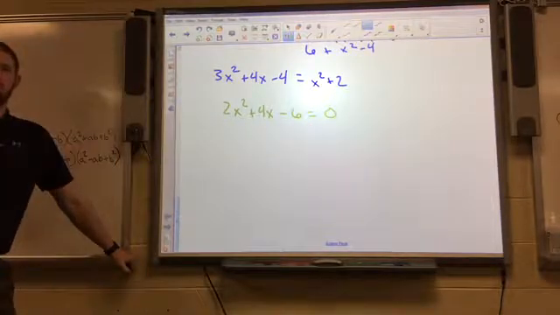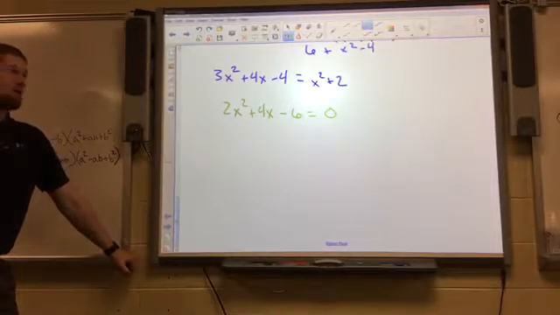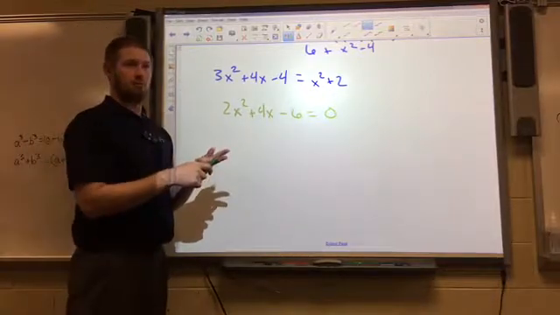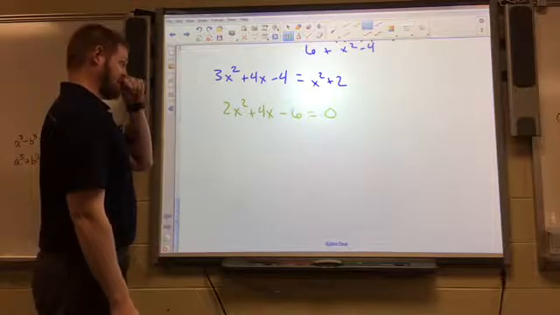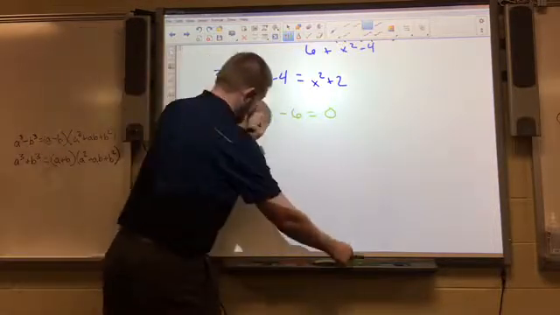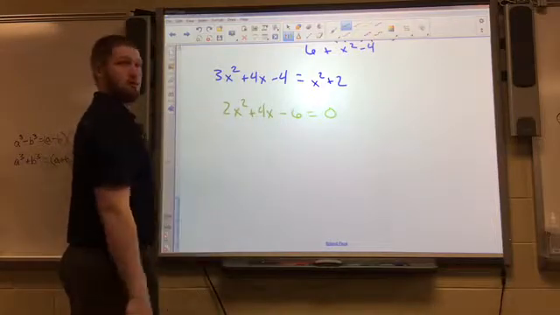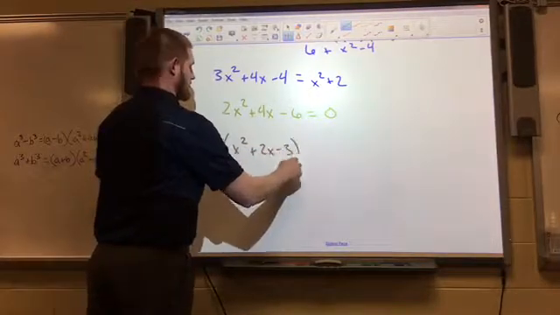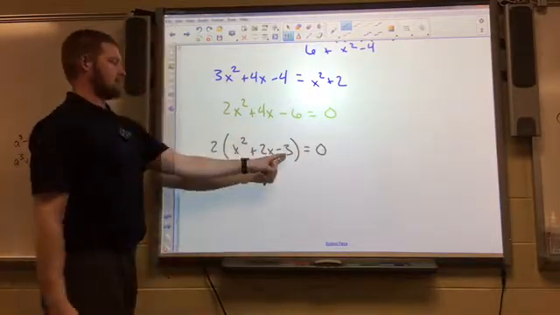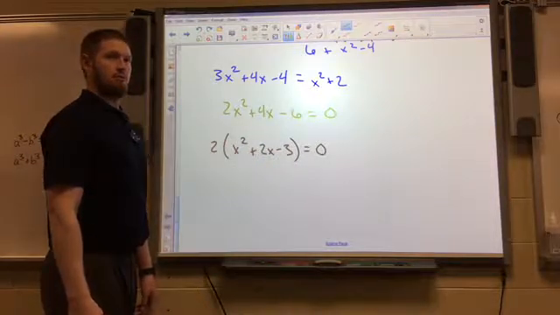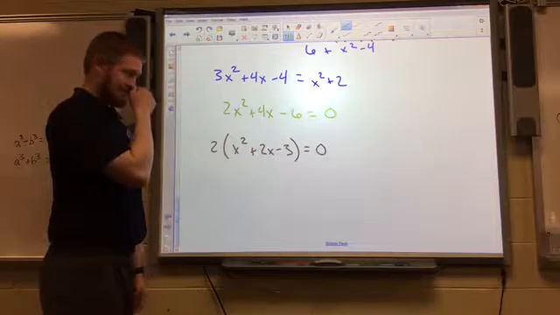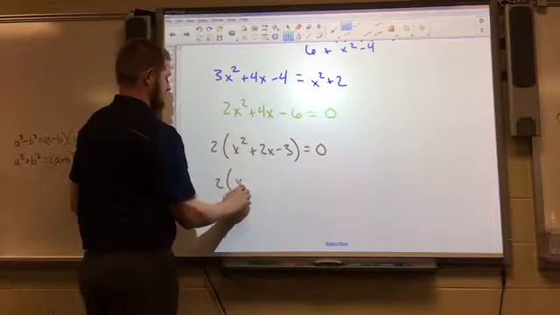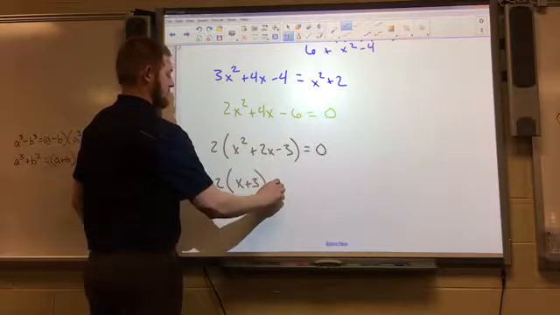Now from here, there's a few ways you can solve this. There's actually 4 or 5. I would say the most common for us is to factor and use quadratic formula. Okay? Personally, I would try to factor this first. I'd take out a 2. So then I have x squared plus 2x minus 3. So what multiplies to negative 3 and adds to positive 2? Negative 3 and positive 1. So when I factor this, I have 2 times x plus 3 and x minus 1.